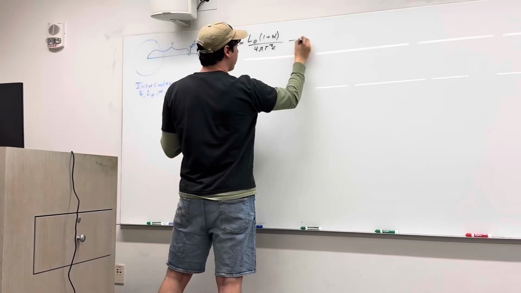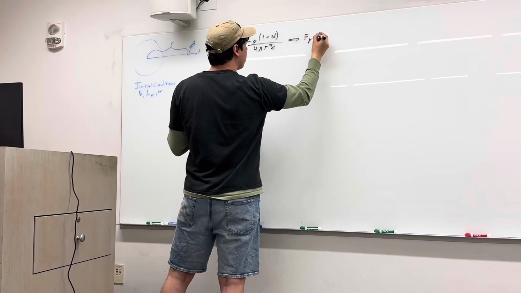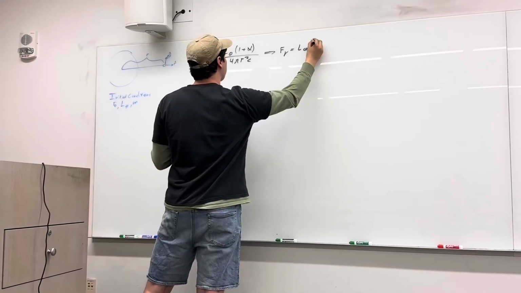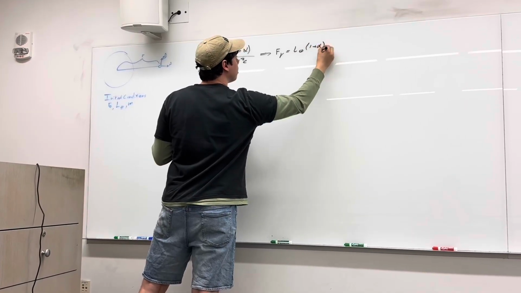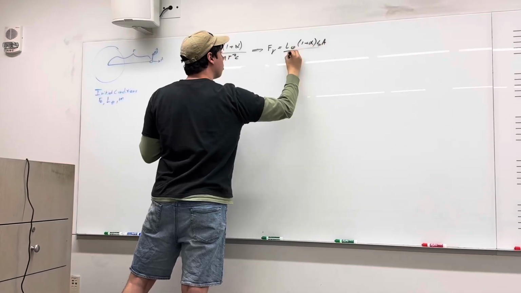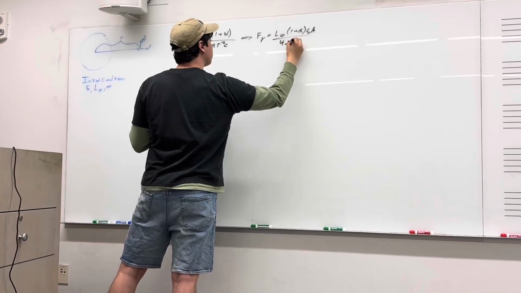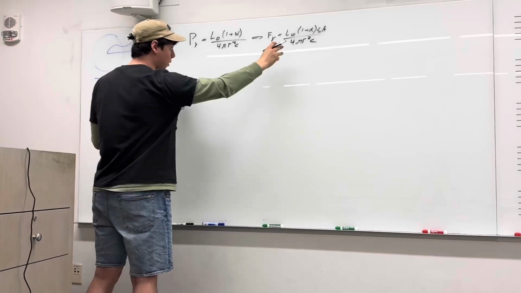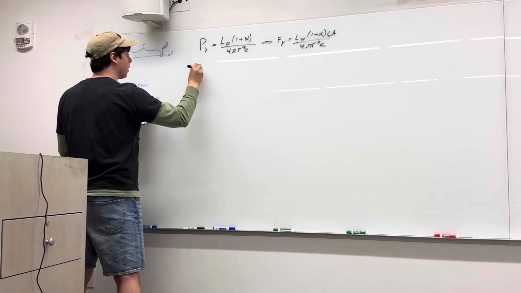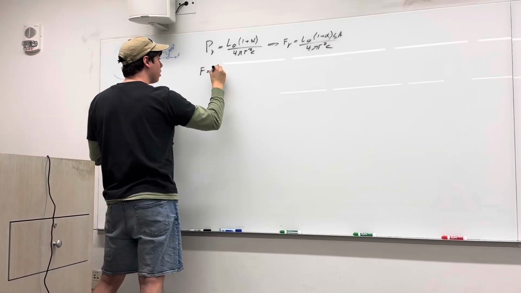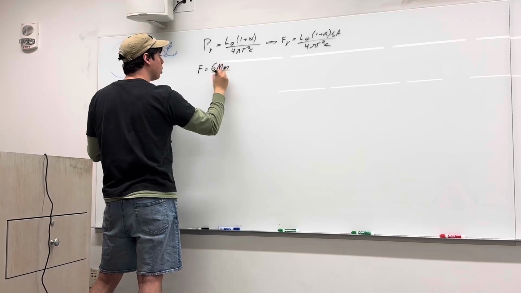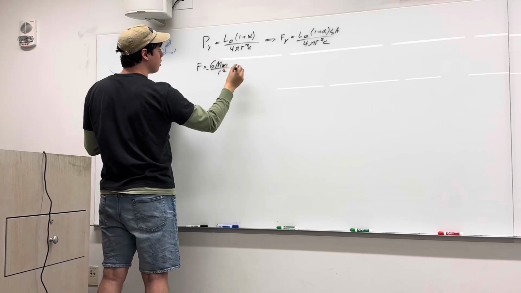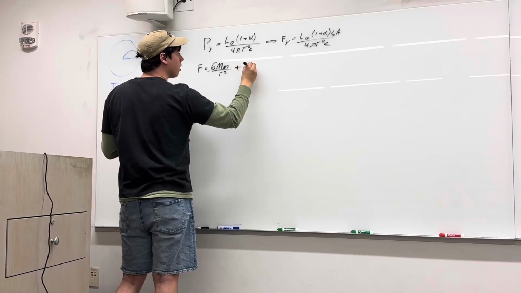We can multiply across the area to get that the force is equal to L naught times 1 plus alpha surface area over 4 pi r squared c. Now combining this with the gravitational force, we get that the net force is equal to GMm over r squared plus all that.